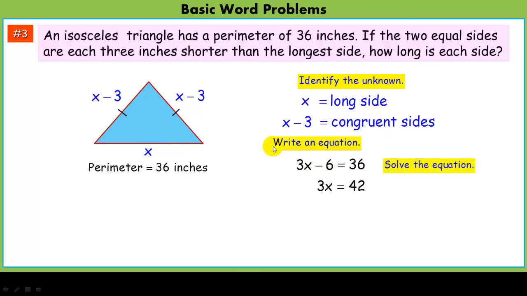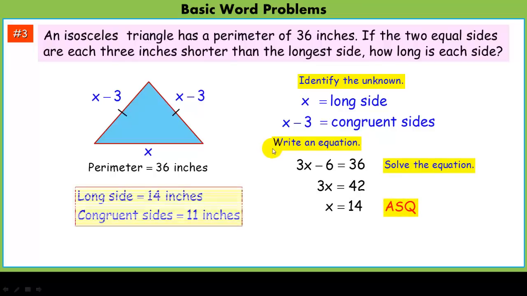Solve the equation and answer the simple question. Raise your hand if you got 14 inches and 11 inches. Awesome, good.